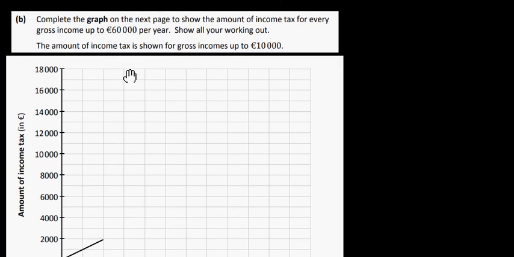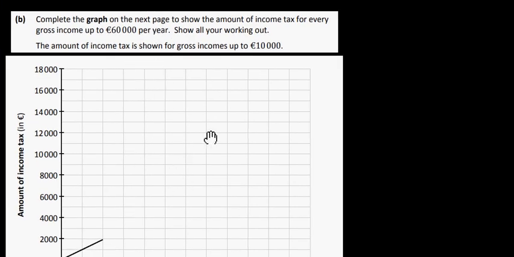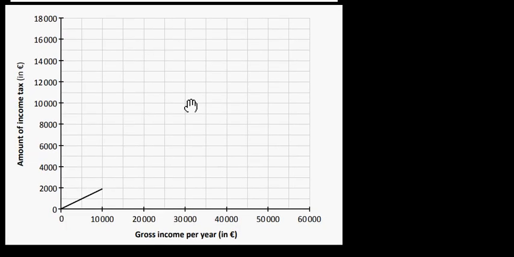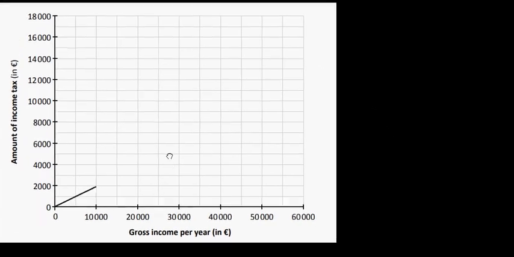Complete the graph on the next page. This is the graph here to show the amount of income tax for every gross income up to 60,000 euros per year, showing all your workings out. The amount of income tax is shown for gross income up to 10,000. So basically we've got to do exactly the same, but for each of these numbers here. We've already done 50,000. We found that was 13,000, so I'll put that in a minute. So let's do each one of these then.